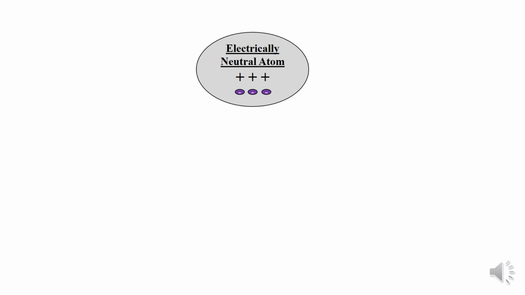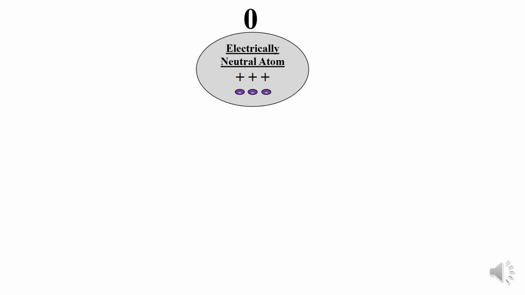Let me explain with an example. So let me consider an electrically neutral atom with 3 protons in its nucleus and 3 electrons in their respective shells or energy levels. This is an electrically neutral atom. It has no net charge.